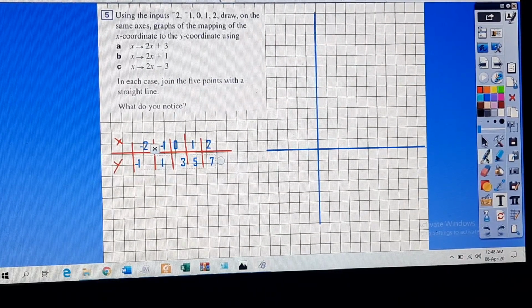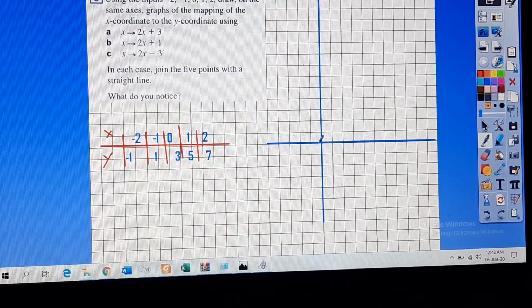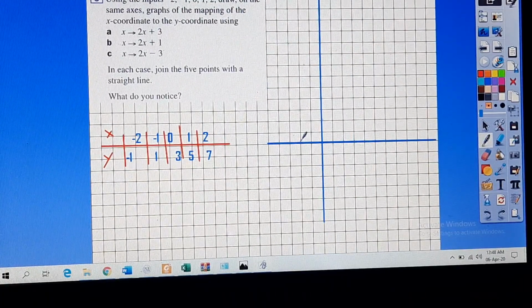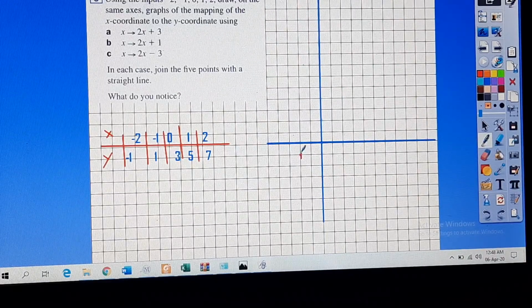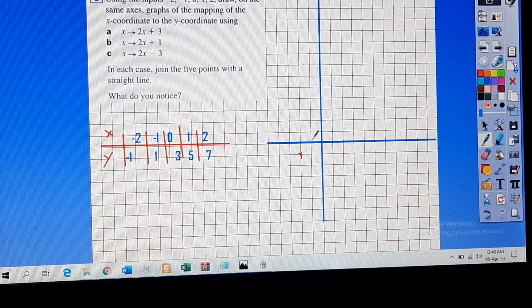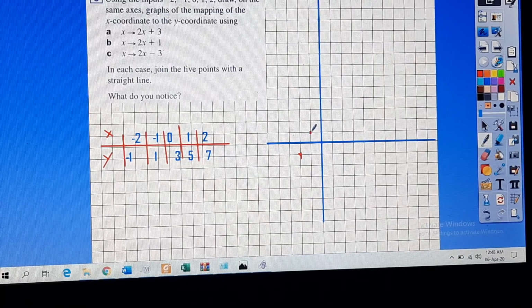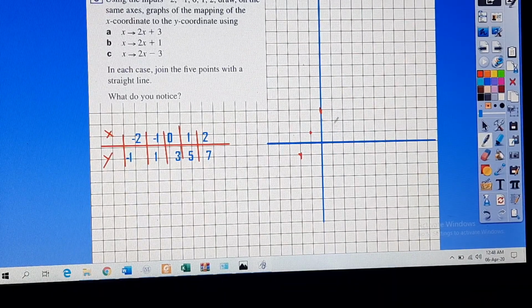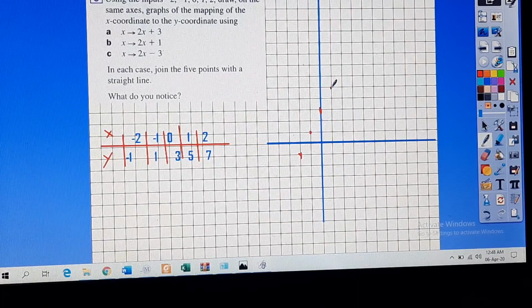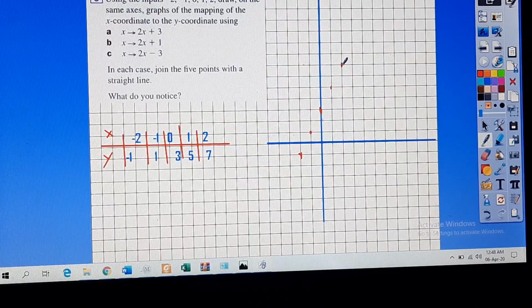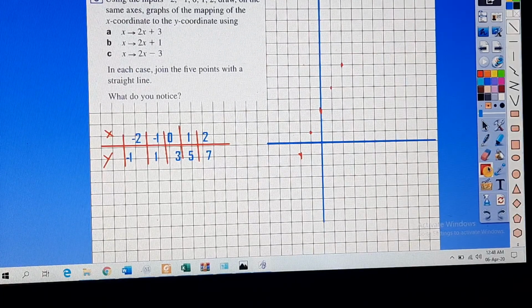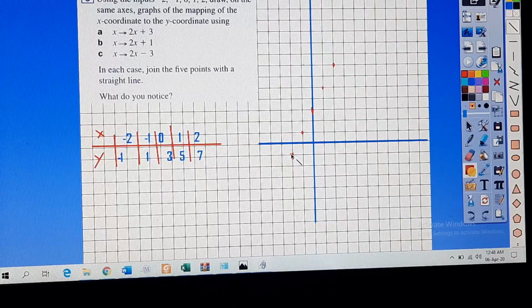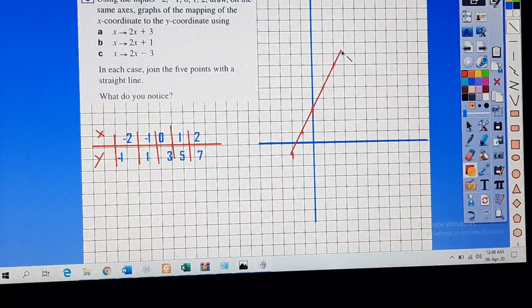I'll show only on the coordinate system. So let's start. I have minus 2, minus 1, so this point here. Minus 1, 1. This is the point 0, 3. On the y-axis I am at the point 0, 3, then 1, 5, and 2, 7. So let's join these points. This one is the first line.